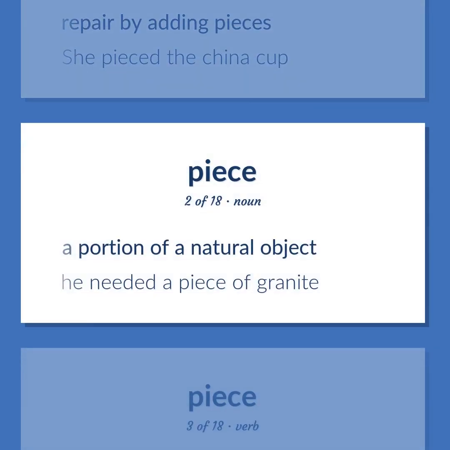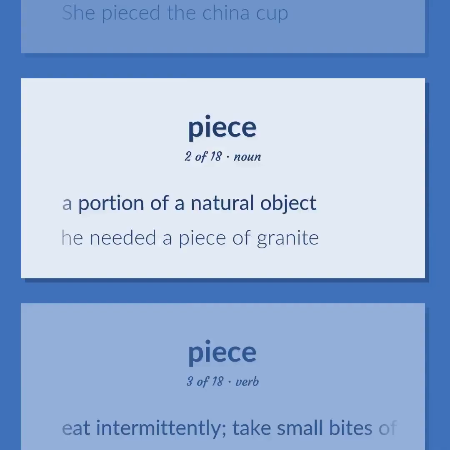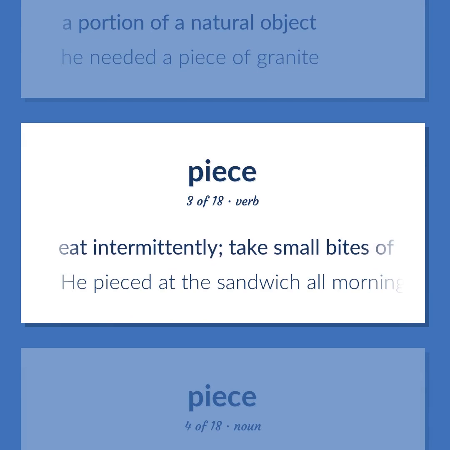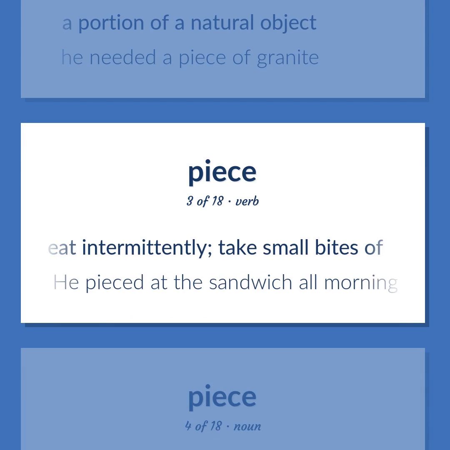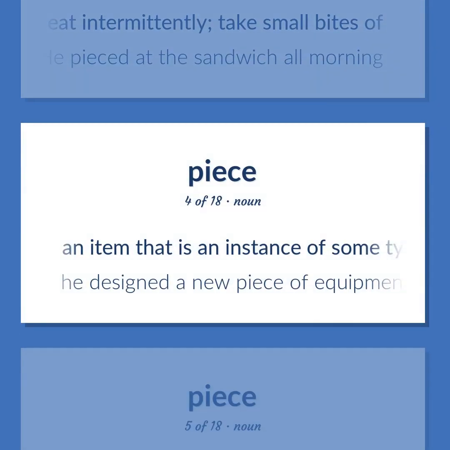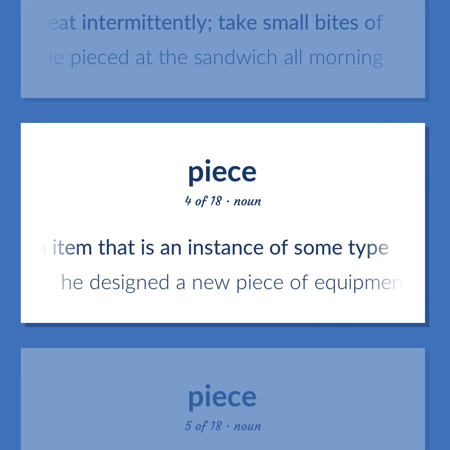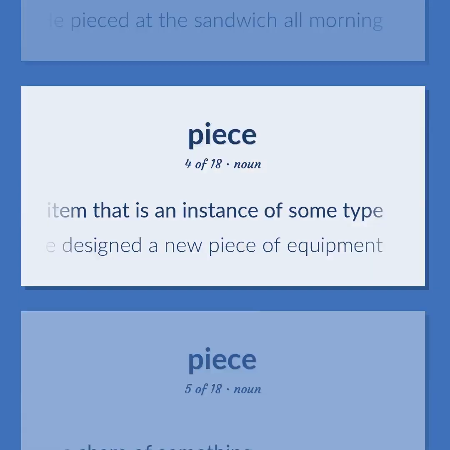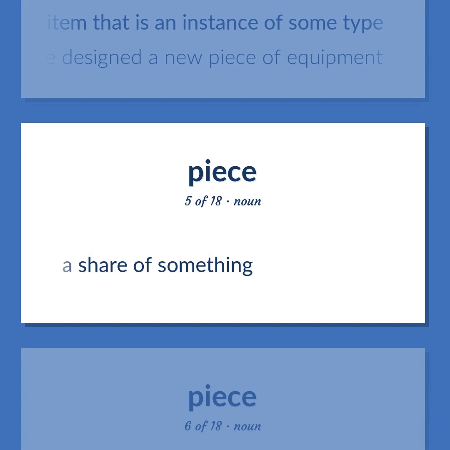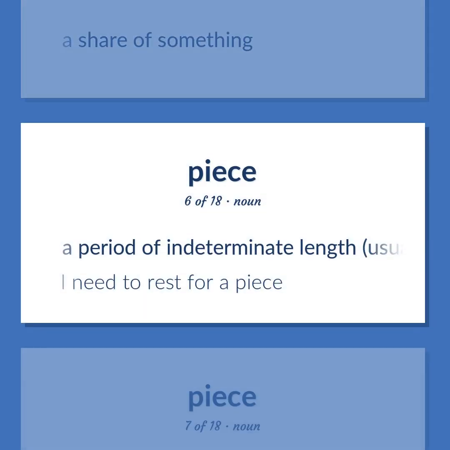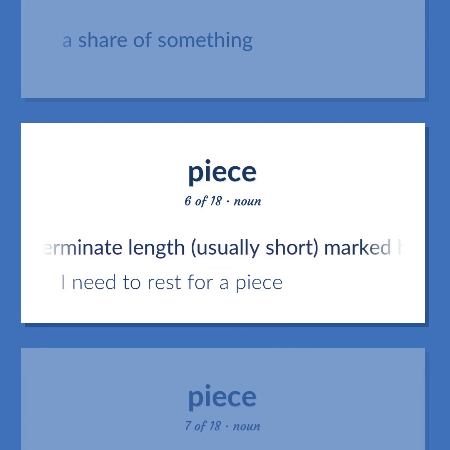A portion of a natural object. He needed a piece of granite. Eat intermittently. Take small bites of. He pieced at the sandwich all morning. An item that is an instance of some type. He designed a new piece of equipment. A share of something. A period of indeterminate length, usually short, marked by some action or condition. I need to rest for a piece.